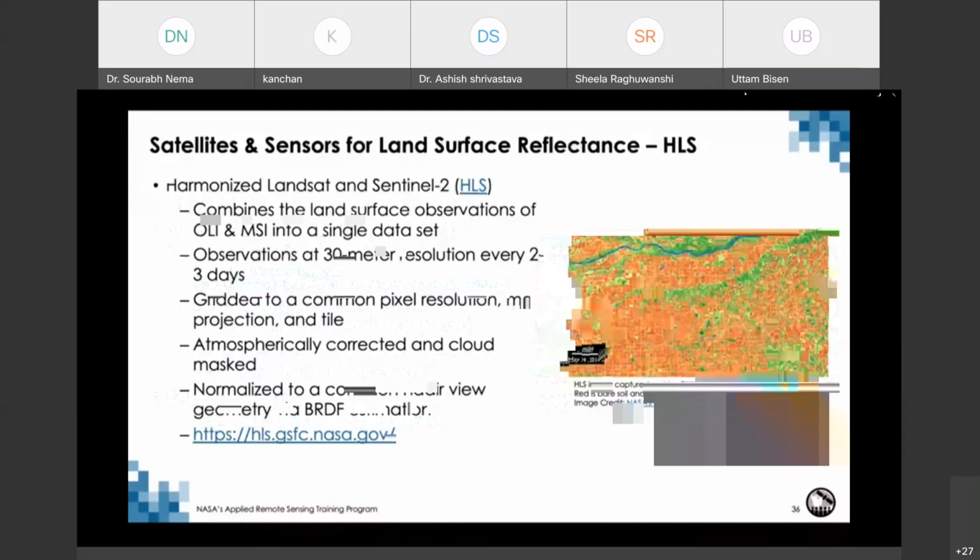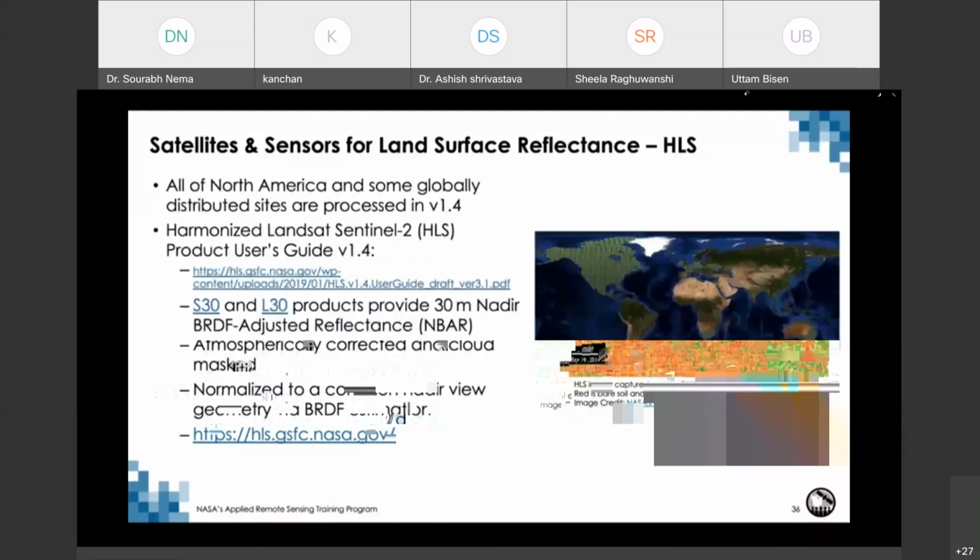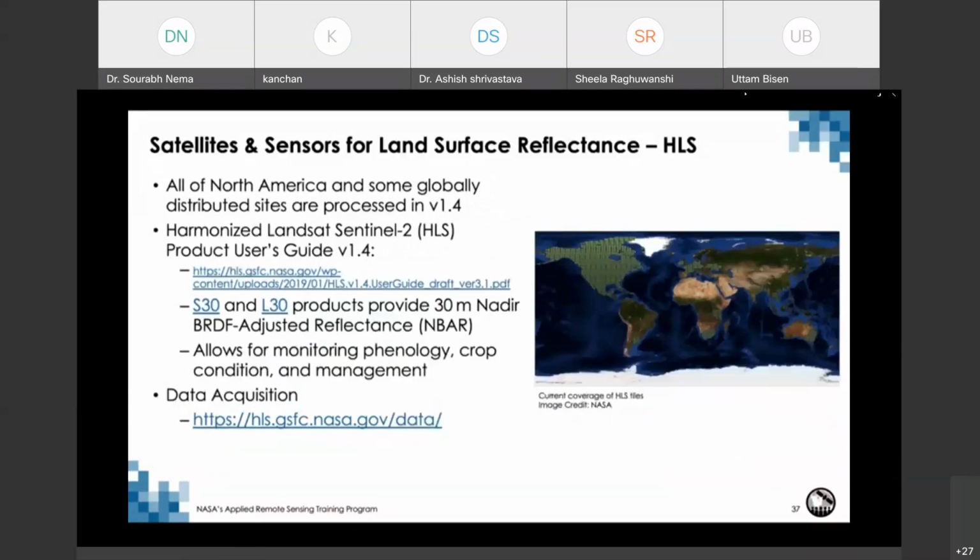A current map of HLS coverage is provided on the right side of the slide. The research project combines the land surface observations of OLI and MSI into two data products, L30 and S30. The L30 product consists of surface reflectance derived from all Landsat 8 Level 1 products. Products are gridded with the Sentinel-2 tiling scheme and include a nadir adjustment. The S30 product consists of surface reflectance derived from the Sentinel-2 MSI Level 1 data. Products are resampled to 30 meters and include nadir adjustment.